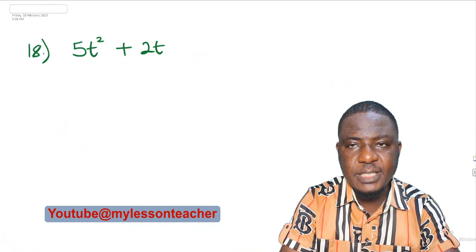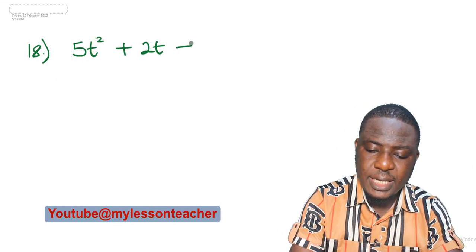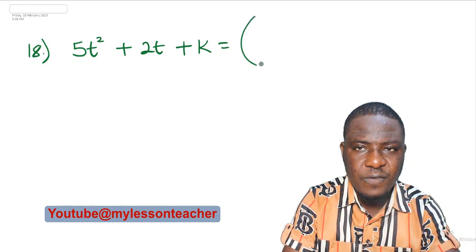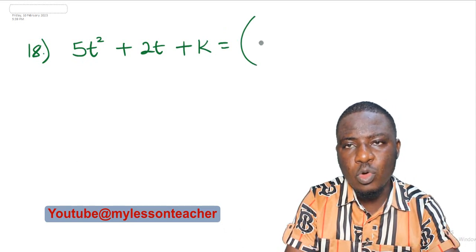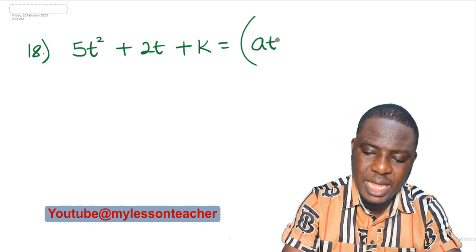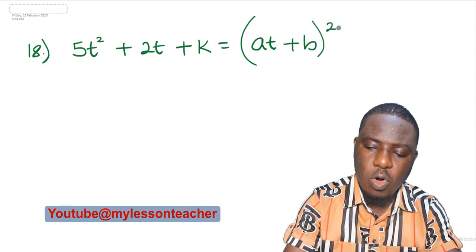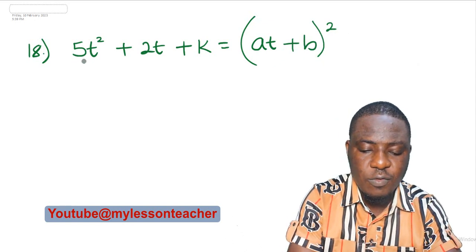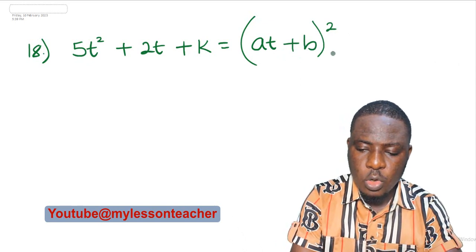Question 18. Since the coefficient of the first term is not 1, so we said let that number be k, and if this is k, for us to factorize it, because the coefficient of the first term is not 1, it means that our coefficient of t also will not be 1. So we are going to have a constant term, let's say at plus b all squared. That is what you get when you factorize it, because the coefficient of t is not 1. So you now expand this.